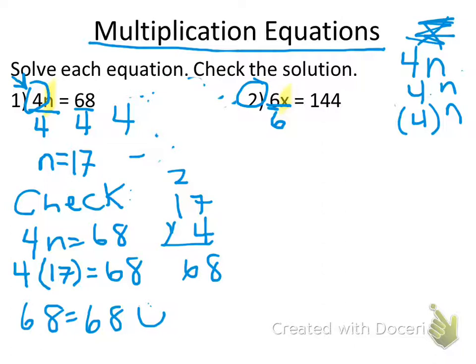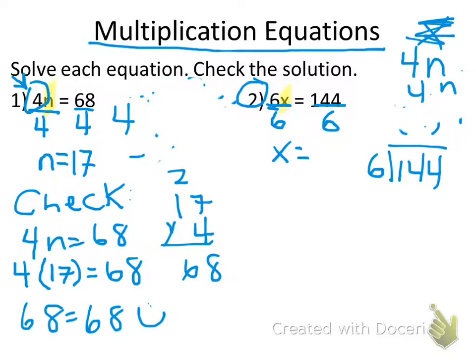If we do it to the one side, we have to do it to the other side to keep our scale equal. We know that 6 divided by 6 gives 1. So we just have 1x. We can write x by itself. Then we need to find 144 divided by 6. Just going to erase the stuff off here so you don't get confused with it.